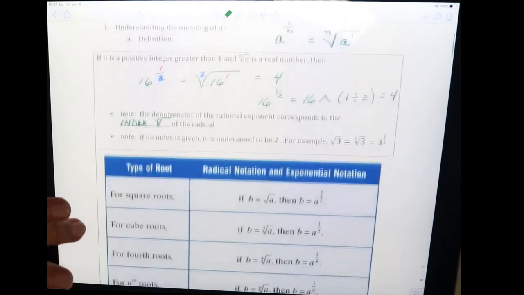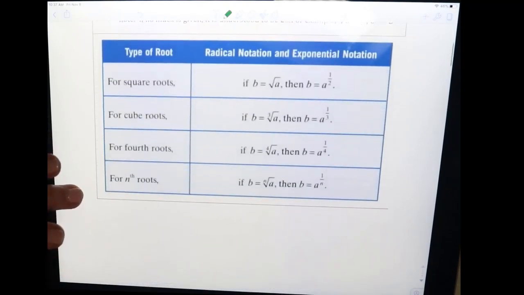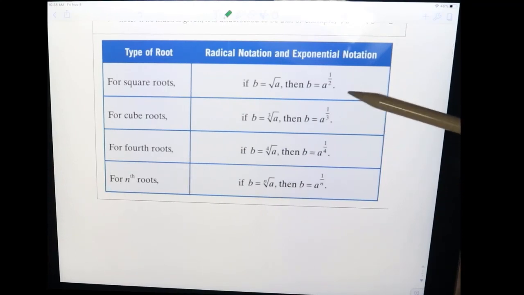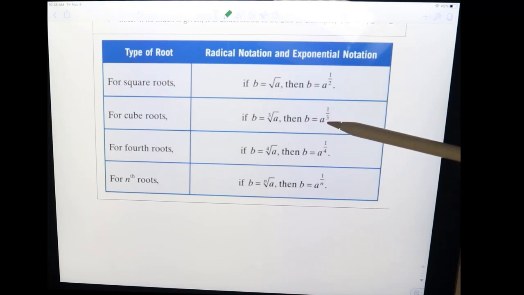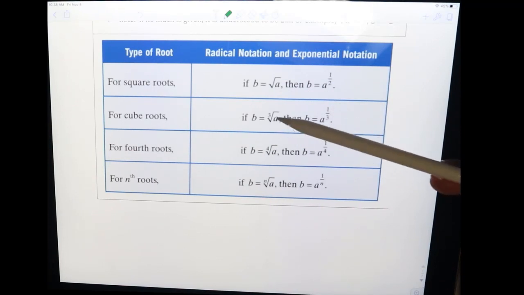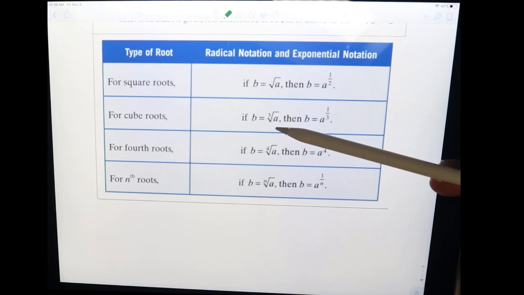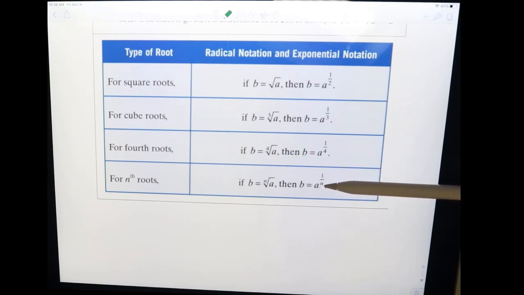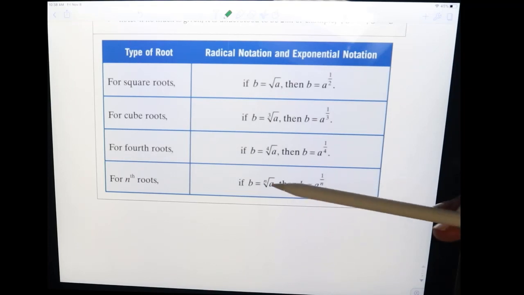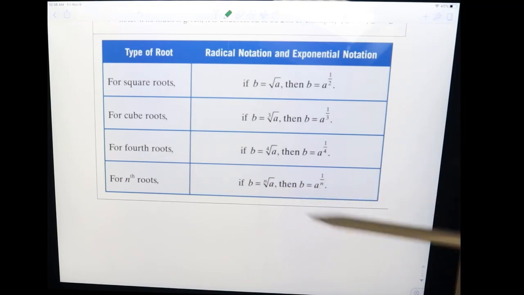Okay, so here are the way the symbols look. Let's scroll down here and look at our chart. For square roots, if you have something raised to the 1/2 power, then it's the same thing as the square root of that same thing. If you have something raised to the 1/3 power, that's the same as the cube root of that base a. If you have a base a raised to the 1/4 power, that's the same as the 4th root of that base. And a base a raised to the 1 over n, which means any index number, then we just use the n value here in the position of the index.